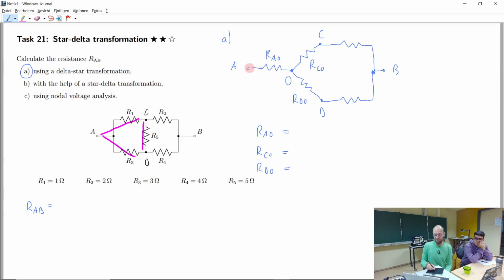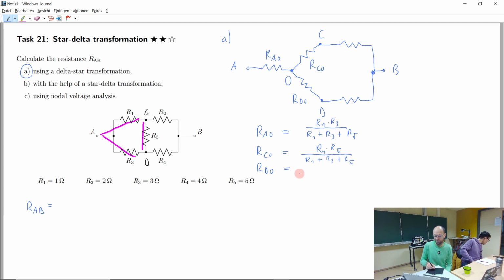R10, the resistor connected to this node A, we then get from R1 times R3, because these are the two resistors connected to this node, and then divided by R1 plus R3 plus R5. And so here at node C we have these two resistors connected, R1 and R5, and we still divide by R1 plus R3 plus R5.